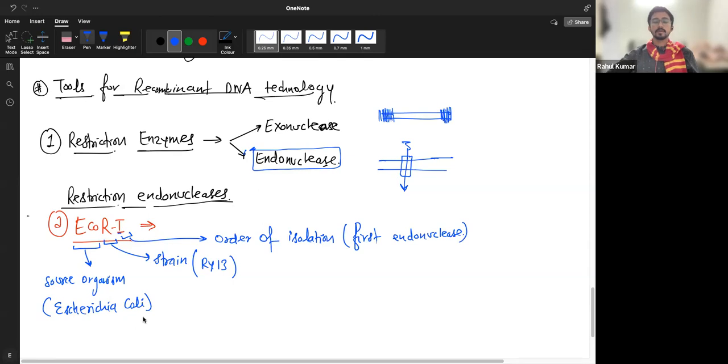Now, what was I saying? Yes, if it is something like Eco S or some other strain, then you will say that it is the other strain. Eco R means E. coli, the strain RY13, this strain.